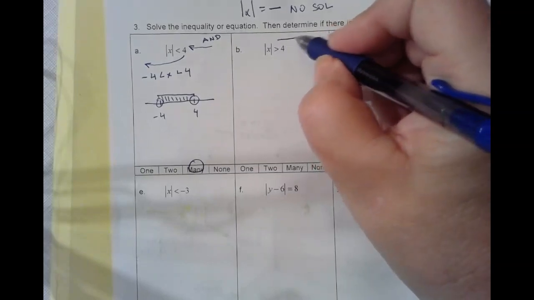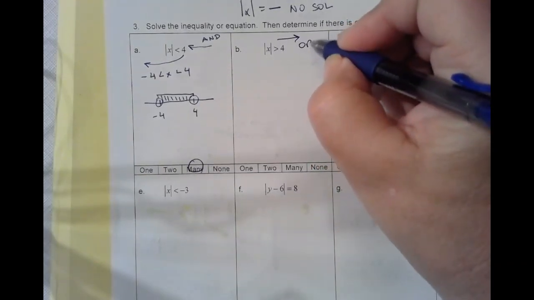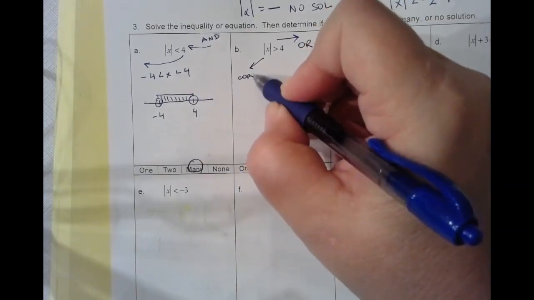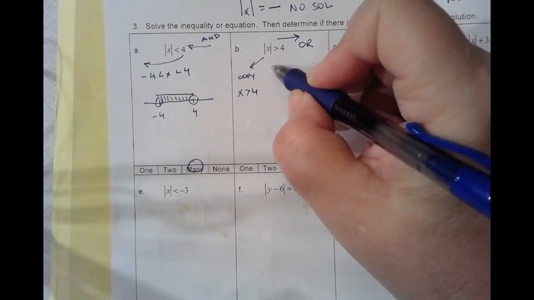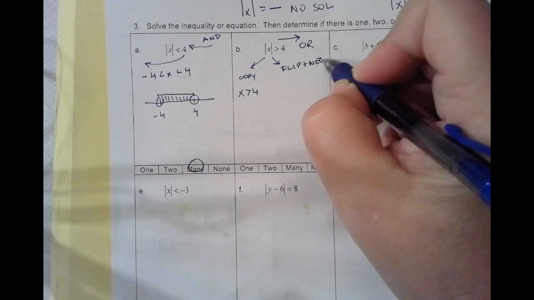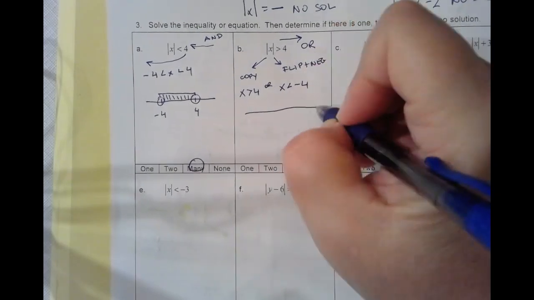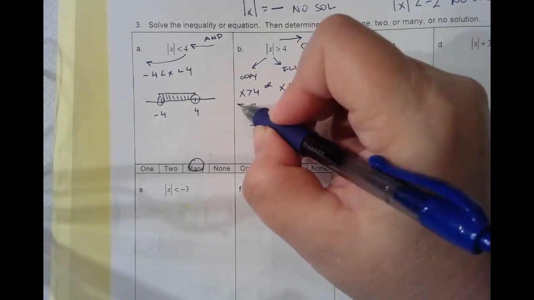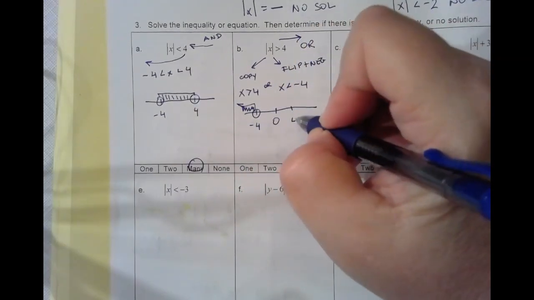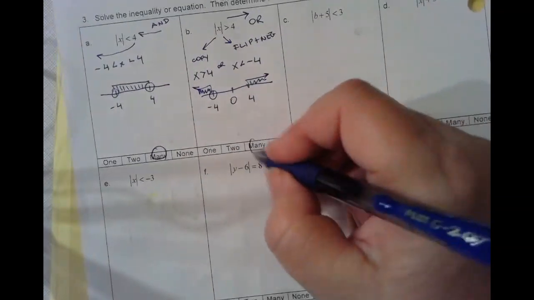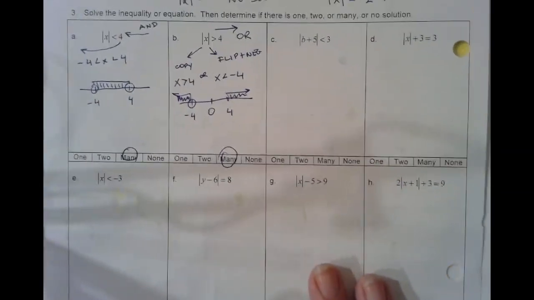Okay, the next one, notice that my arrow is pointing away, that's an OR. So in OR, the first one is copy, so x is greater than 4. And the second one is flip plus negative. So x is less than negative 4. And so my graph is negative 4 open to the left, positive 4 open to the right. And so here again, we have many solutions.